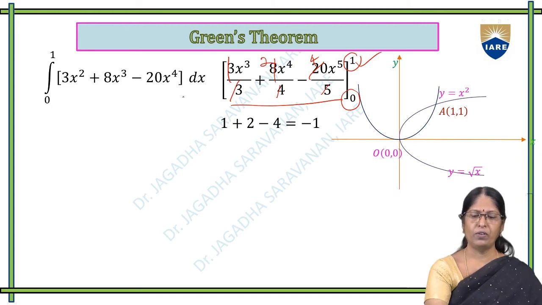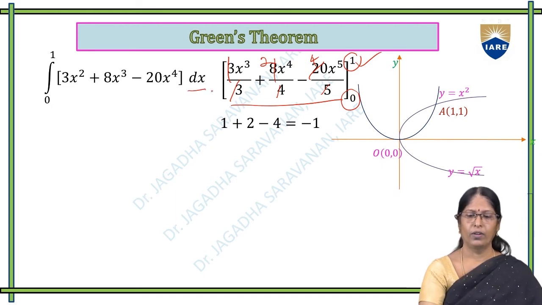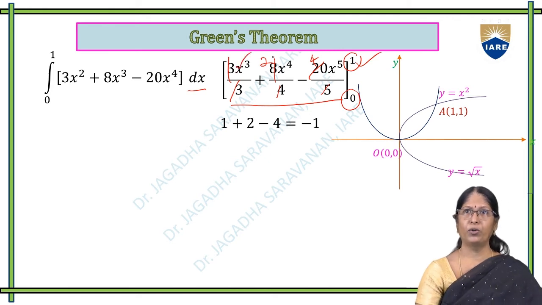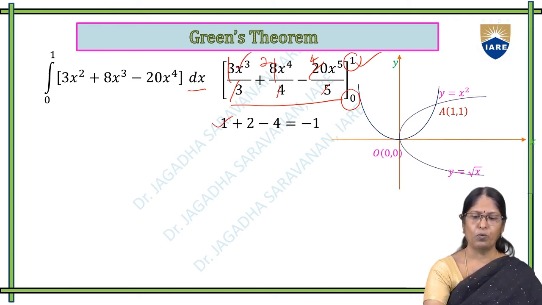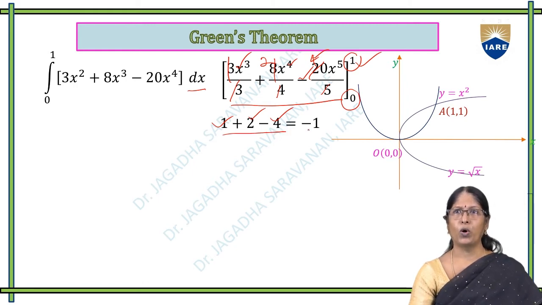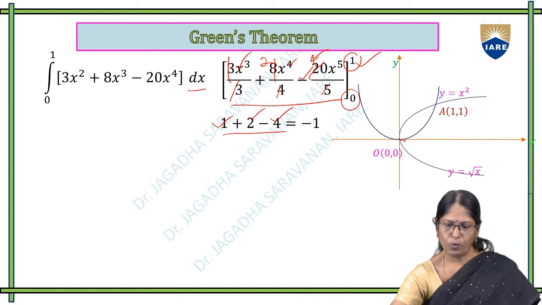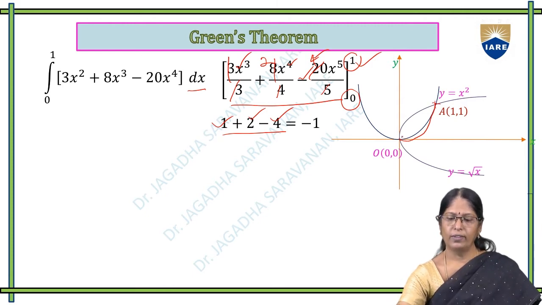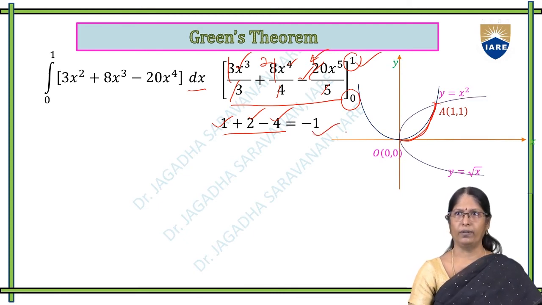We did the integration with respect to x. So here substituting 1 cube, 1, plus 2, 1 power 4, 1. So 2 into 1, 2. This minus 4, 1 power 5, 1. So this 3 minus 4, we got minus 1. So our particle moved from O to A. This line integral, the value we got is minus 1.